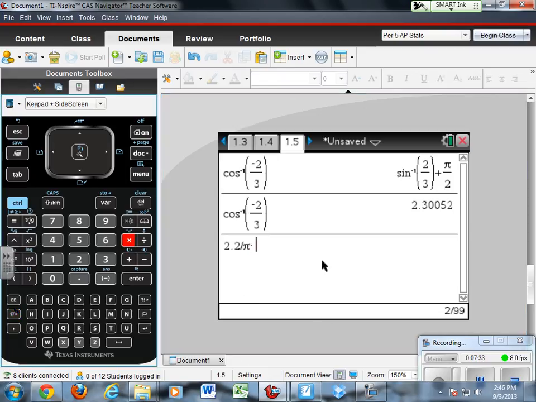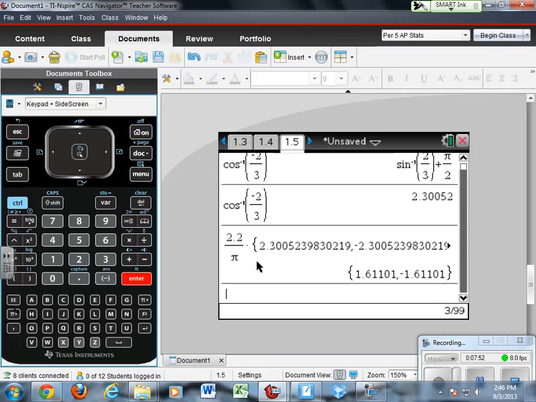Times, and then I'm going to make some curly brackets. That makes a list. So control and then your right parentheses, and then I'm going to go up and grab this number, comma, then negative, and then this number again. So I have positive and negative that number. So when I do 2.2 over pi times these two numbers, I get 1.61101 and negative 1.61101.